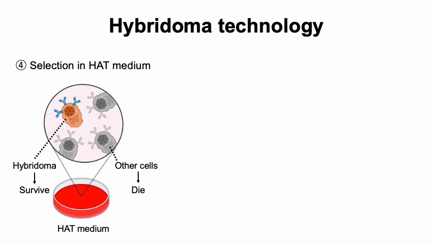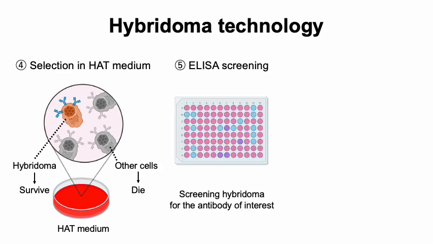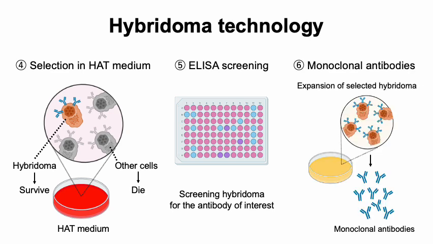The fused cells are then cultured in HAT medium. Only hybridoma cells survive under these conditions, while unfused myeloma cells die and unfused B cells naturally disappear. Next, ELISA is used to identify hybridoma clones that produce the specific antibody we want. Finally, the selected hybridoma clone is expanded to produce large amounts of monoclonal antibodies.